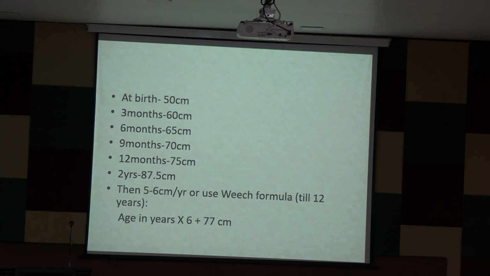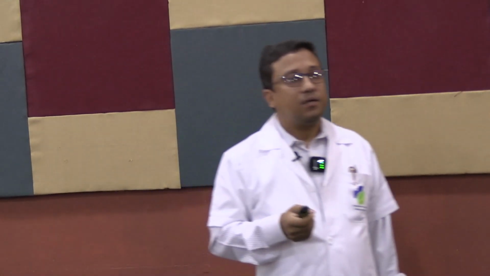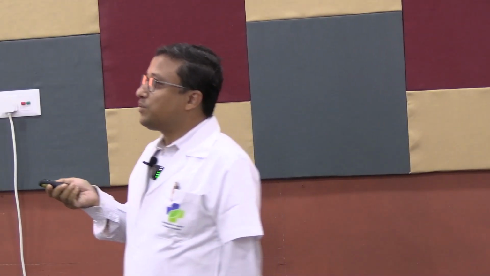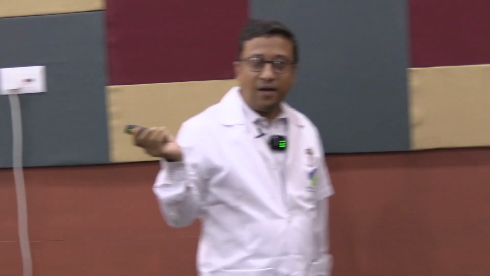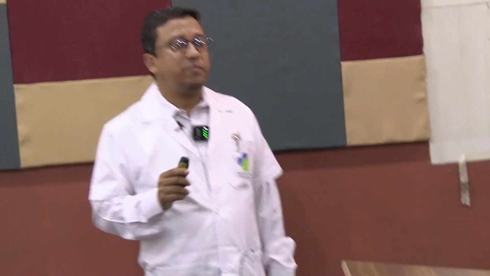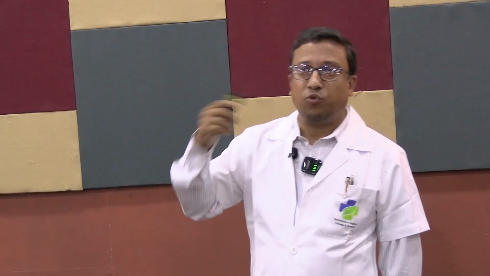At the end of 4 years it is 100 centimeter. So when does the baby get double of his birth weight? When the baby gets his birth weight double, at the 5th month, and when the baby's height or length gets double, I just told you, at birth length is 50 centimeter, after the end of one year 75, and at the end of 4 years it's almost 100 centimeter. So the baby's length or height gets doubled by the end of 4 years.